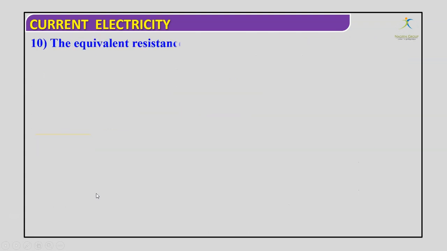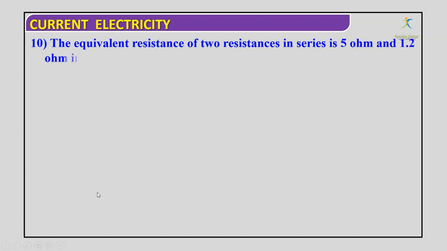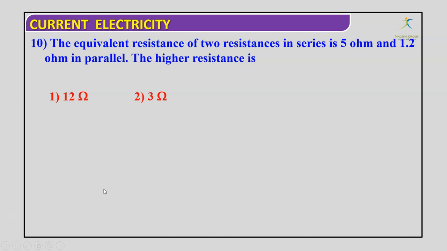The next question we have: the equivalent resistance of two resistances in series is 5 ohm and 1.2 ohm in parallel. The higher resistance is 12 ohm, 3 ohm, 1 ohm or 4 ohm. Let us see the solution of this question.